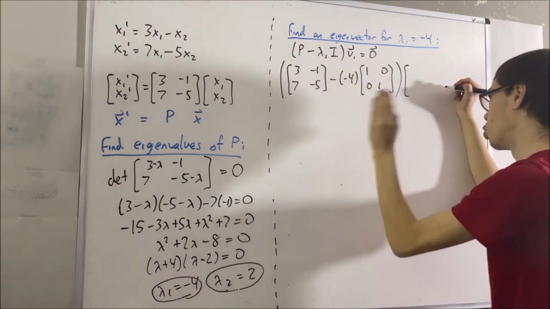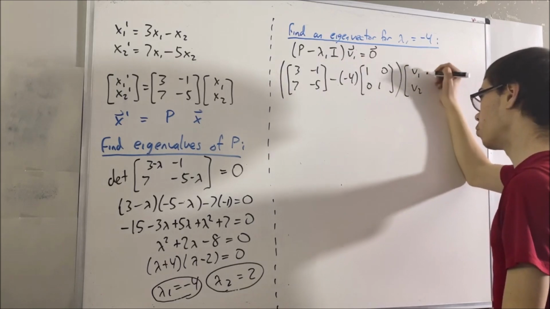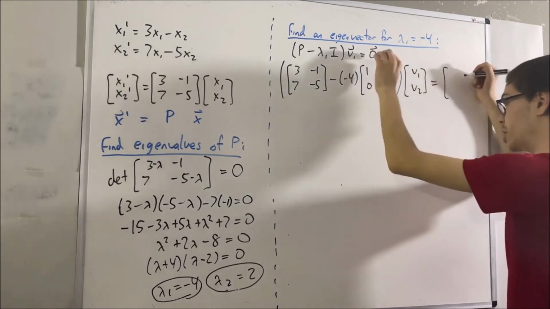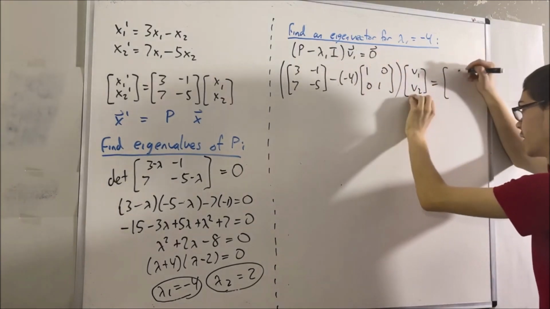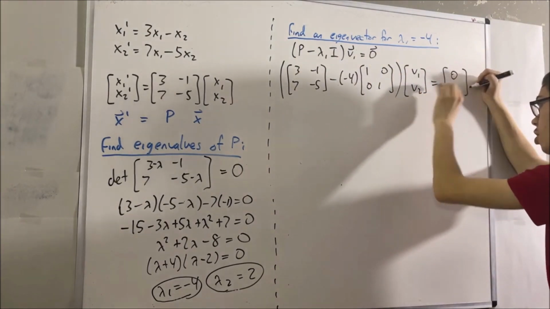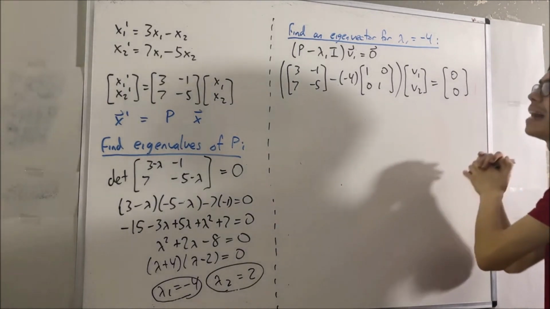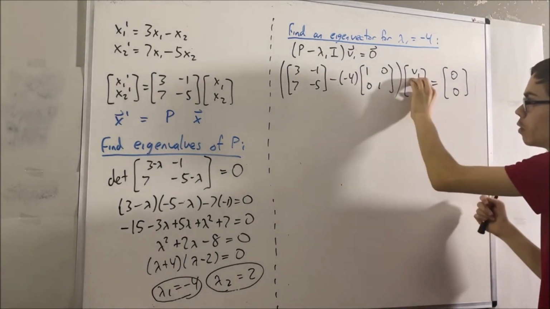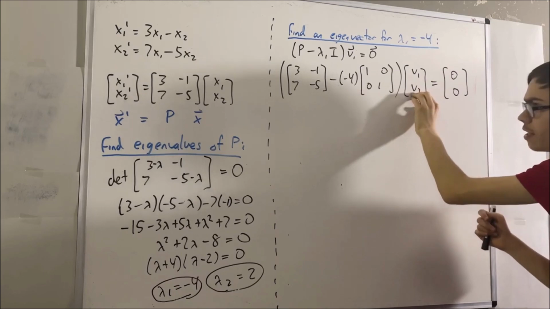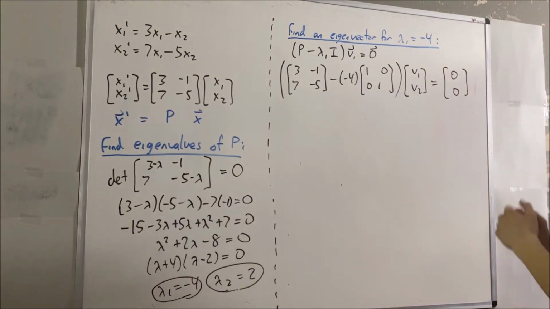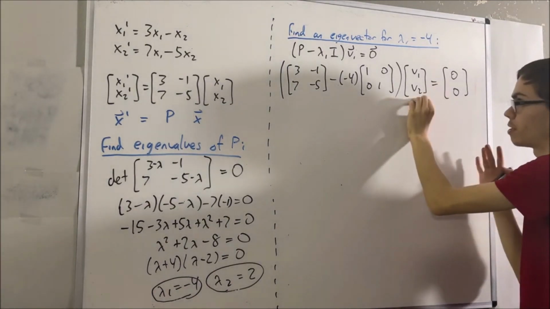V1 is our eigenvector, which, since we have 2 by 2 matrices, means our eigenvector is going to have 2 entries, which I'm just going to call V1 and V2. And we're setting this matrix equation equal to the 0 vector. Since we have 2 entries here, we need 2 entries that are both 0 for our 0 vector. And so what we need to do now is determine a non-zero number for V1 and for V2 that satisfies this matrix equation. And that would be an eigenvector that corresponds to this eigenvalue.